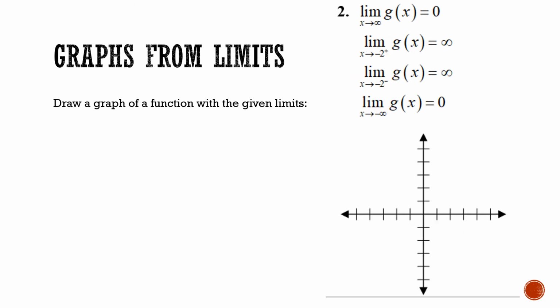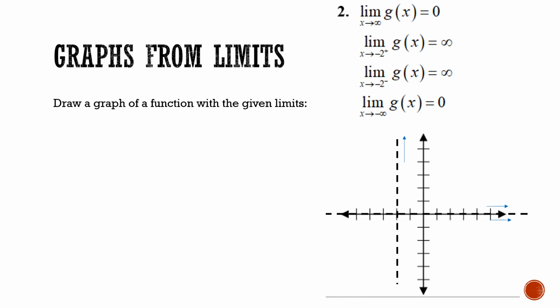All right, the last example for the day, we're going to do the same exact thing. So we have the limit as x approaches infinity, g of x equals 0. That means I must have a horizontal asymptote at 0. And we have the limit as x approaches negative 2 from the right is infinity. So at negative 2, I'm going to put an asymptote there. And on the right-hand side, I'm going to go up to infinity.